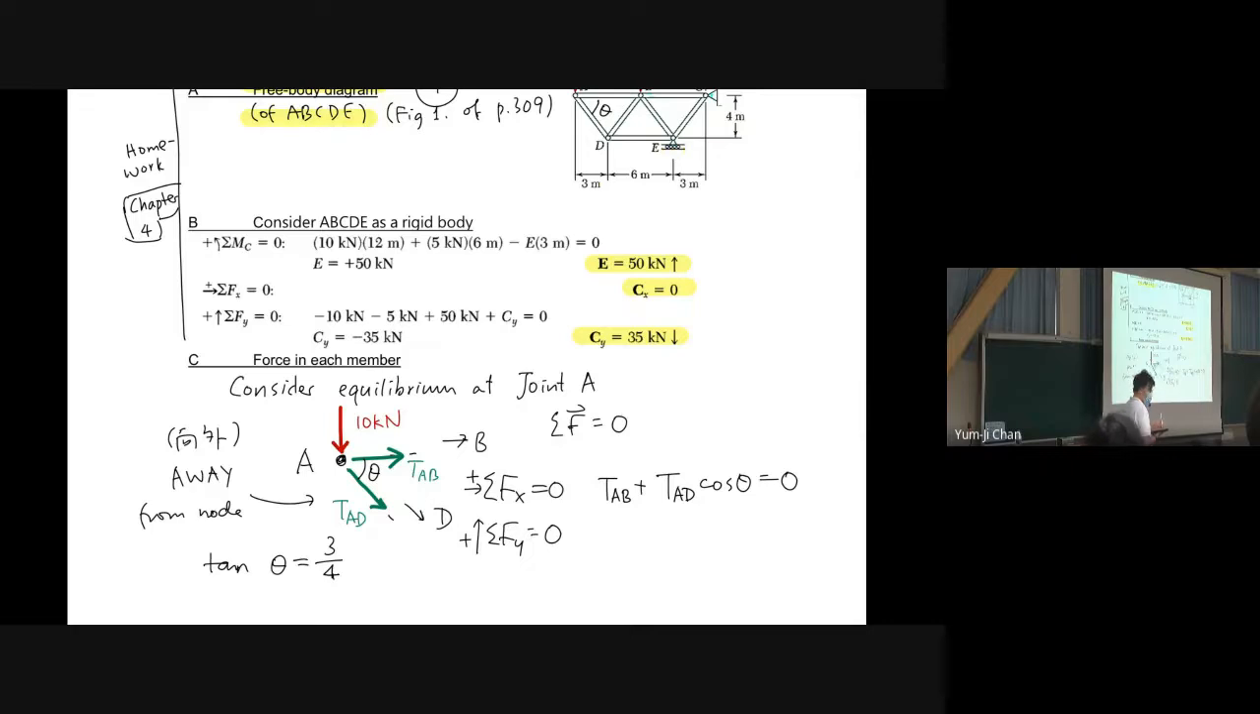Next, we have summation Fy equal to 0, so both of them are going down. Both of them are going down, so we have minus 10 kilonewton minus TAD sine theta equal to 0.